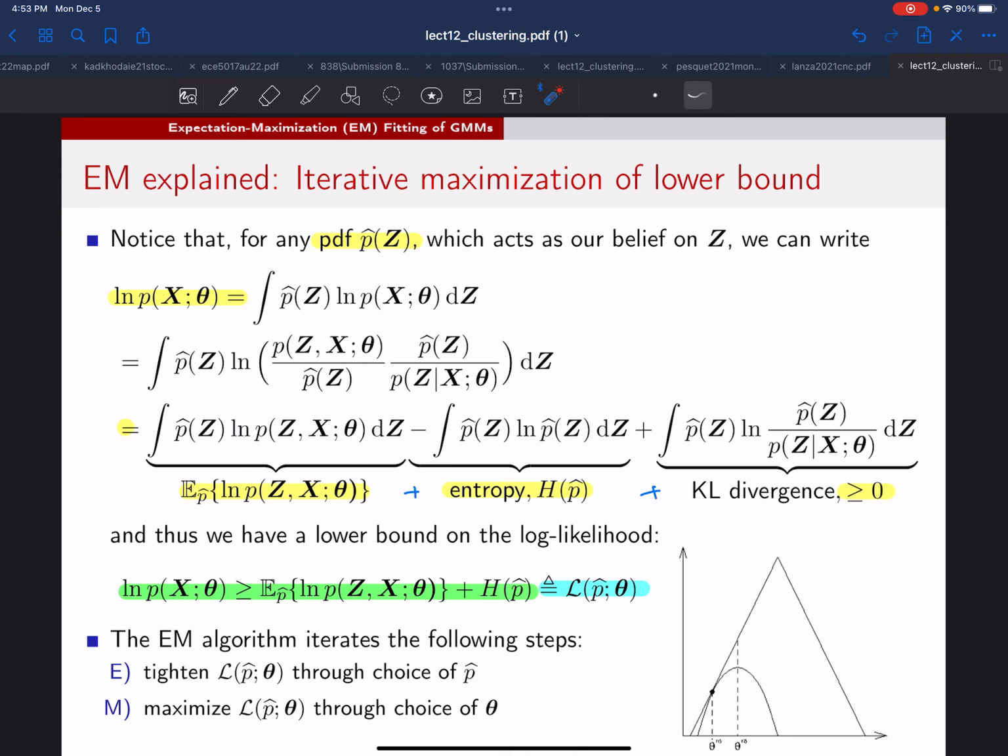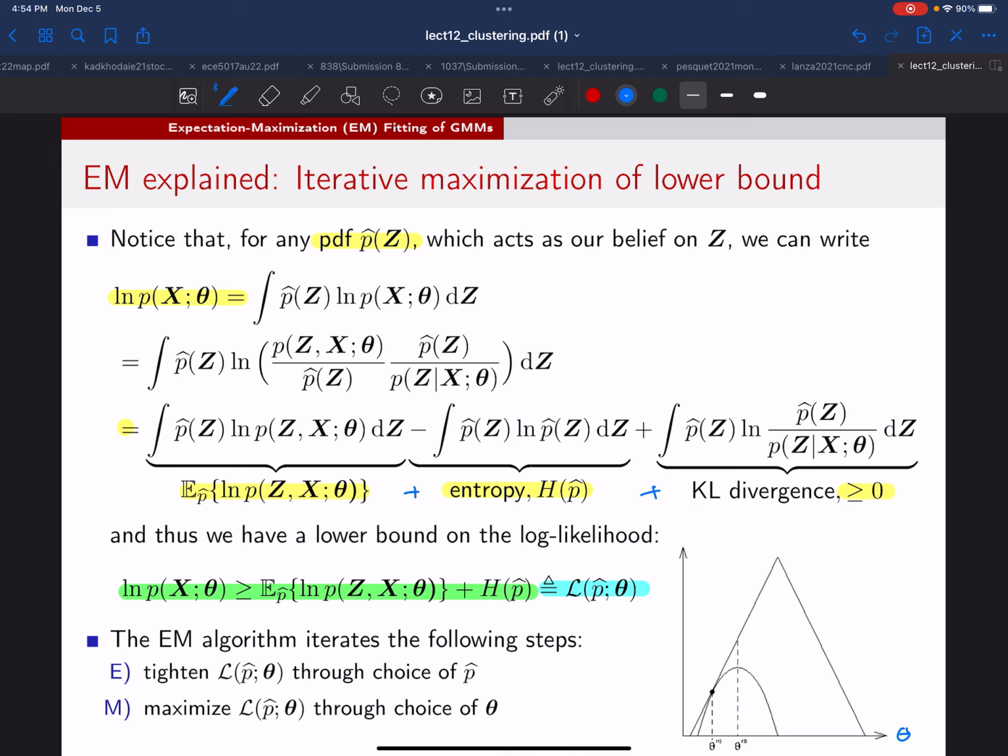And basically, the way that the EM algorithm works is it iterates the following two steps. We have this lower bound. First, we tighten the lower bound by choosing p-hat. Second, we maximize the lower bound through choice of theta. So let me illustrate this with this picture on the right.